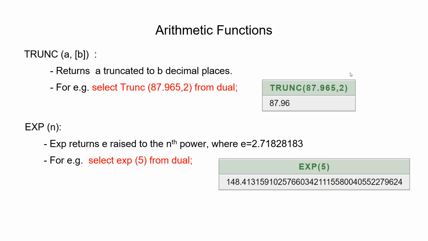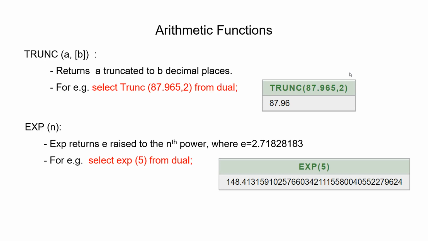Then the next function is trunc, means it is going to truncate. Again, here there are two parameters, a comma b. Here a is truncated to b decimal places. Again, b, that is decimal places, is the optional parameter. So here what is happening? It is going to just trunc, means it is going to trim. It is not going to round. So here trunc 87.965, 2. Means it is going to truncate to 2 decimal places after the decimal point. So it will just return 87.96. The 5 is just discarded.